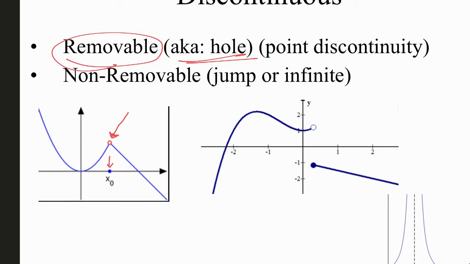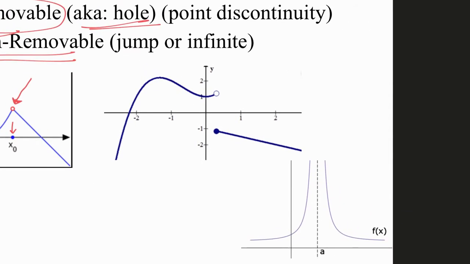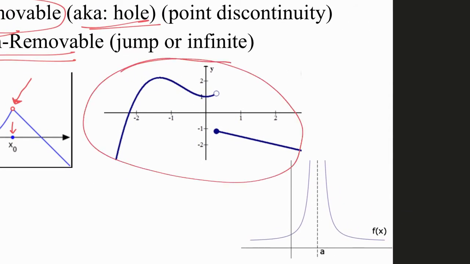All right, and then there are non-removable discontinuities. So those are either jumps or infinite. This first one that you're looking at here is a jump discontinuity, whereas this last one that has a vertical asymptote is considered to be an infinite discontinuity.